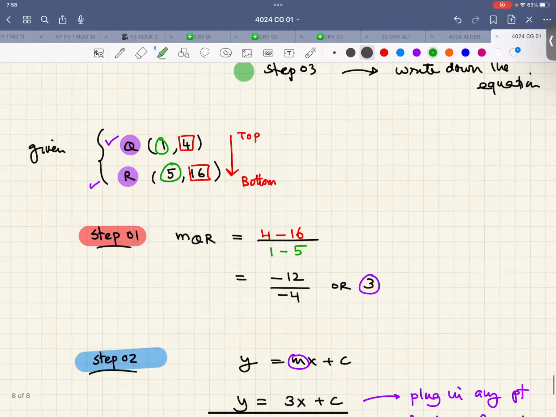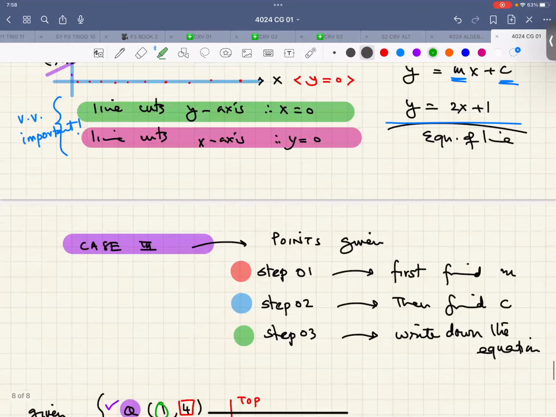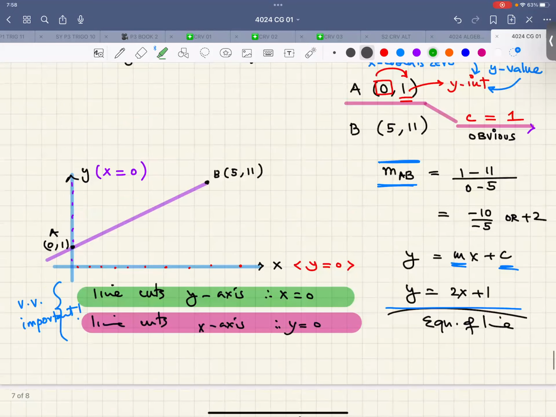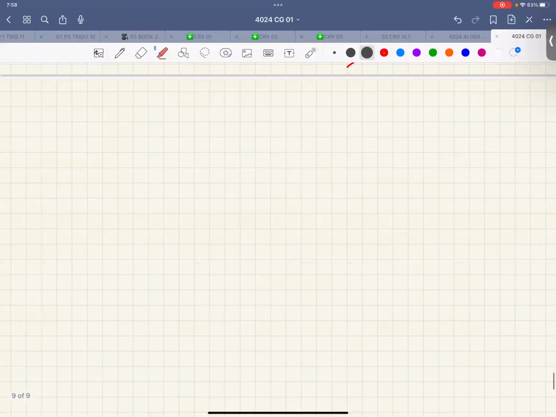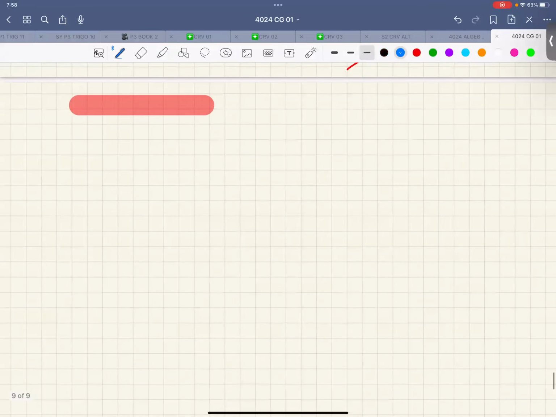So that's how this thing is done. Let me just move ahead and give you an exam type question. We have a line and the equation is 2x plus y equals 10.